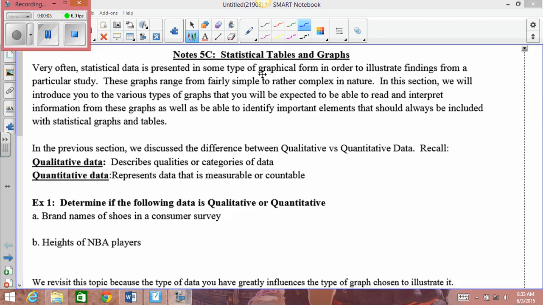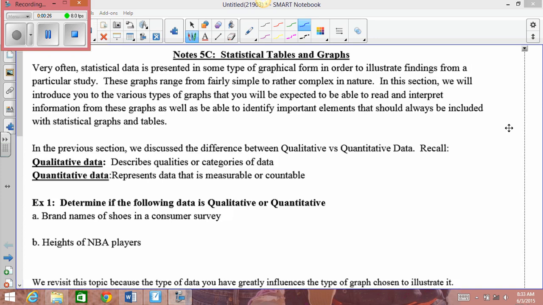Today we're going to look at section 5C, talking about statistical tables and graphs. And as you probably are fully aware, graphs can range from very simple to very complex. Things that you'll need to be able to pick up from this section is looking at a graph, can you answer questions associated with that graph? Can you read it, interpret it, pick out important pieces about it?